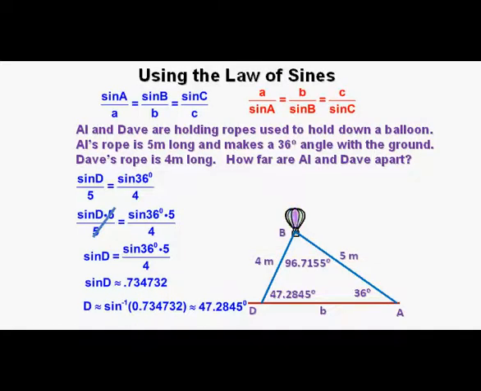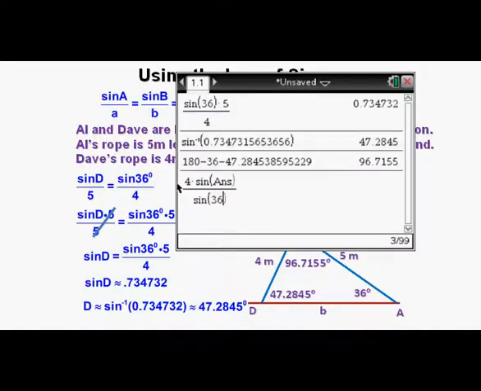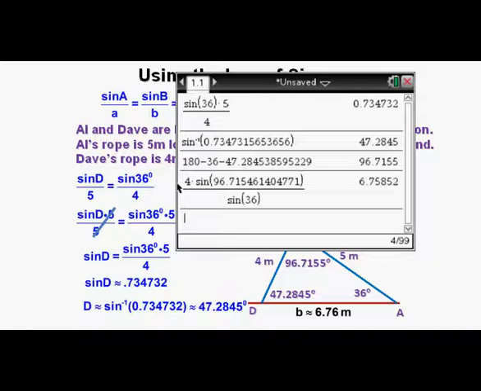And now we can set up the last proportion we'll need to use. We have the side b over the sine of 96.7155 degrees equals 4 over the sine of 36 degrees. And cross multiplying, we get b equals 4 times the sine of 96.7155 degrees over the sine of 36 degrees. And here the ratio is entered in the calculator. Press enter. We get a side b of about 4.76 meters, rounded to the nearest hundredth, which we write in below. And we box our answer in as correct.